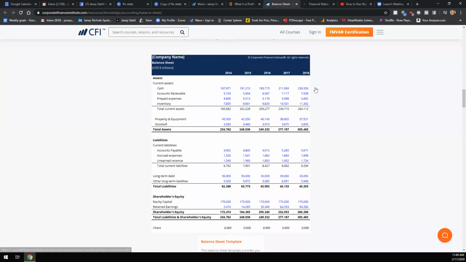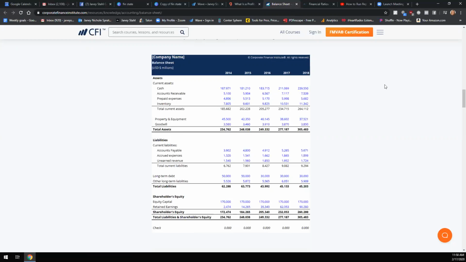So here is an example of a balance sheet. Like I said, you'll have assets: cash, accounts receivable, prepaid expenses, and inventory if you have it. Then your liabilities: accounts payable, accrued expenses, any long-term debt, and then your shareholders' equity. Again, your assets number should match the total of liabilities plus shareholders' equity.